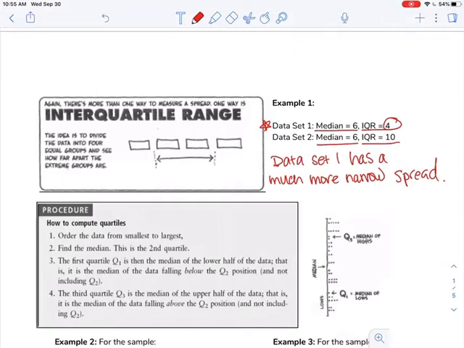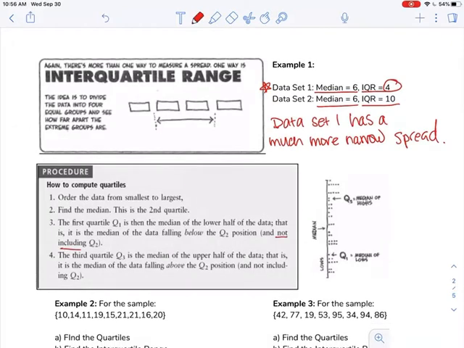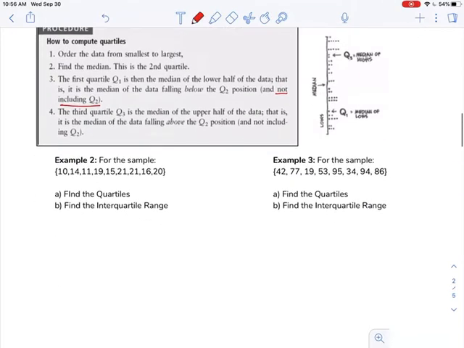Okay. So essentially, how would we compute quartiles? First, we would order the data from smallest to largest, like we're about to find the median. And then we find the median. And then we know that our median is our second quartile. Our first quartile is then the median of the lower half of the data. All right. And then that's going to be below the second quartile, and not including quartile 2, and I'll show you how to do that. And then quartile 3 is just essentially going to be the opposite. So let's look at 2 examples, all right?